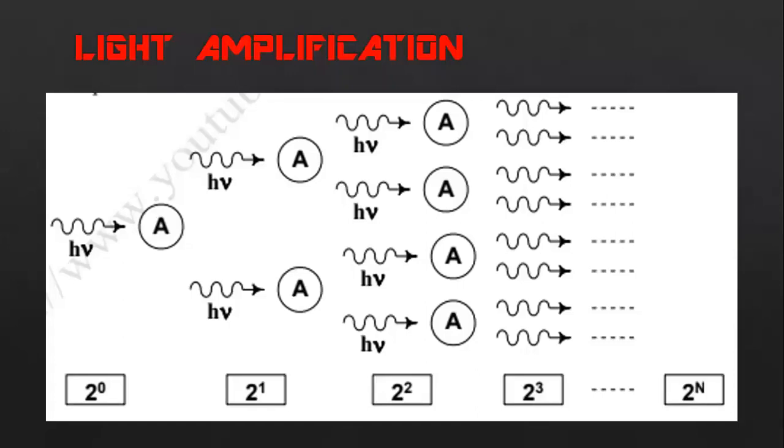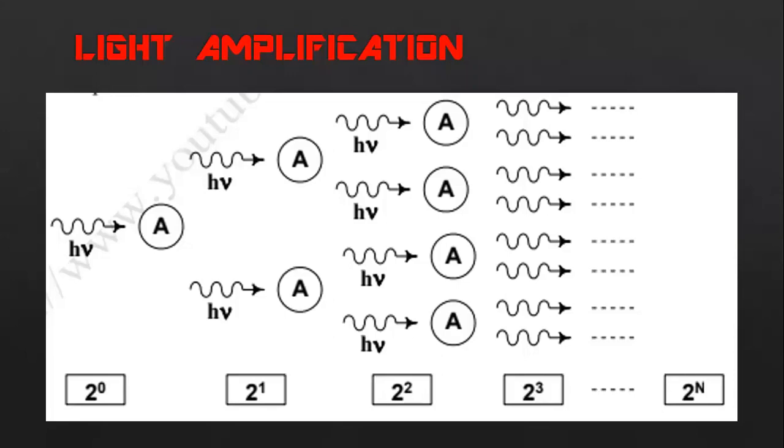Now, light amplification is a very important result of stimulated emissions. Let us understand the phenomena using the diagram. First, we supply a photon to the electron in an excited state. The electron is stimulated and thus moves to the ground state. It releases the energy in the form of a photon of the same frequency. Thus, now we have two photons.